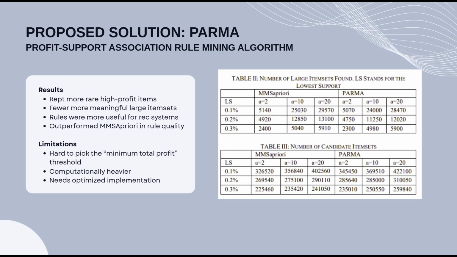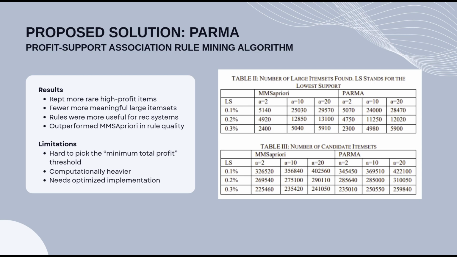While MMS a priori makes quantities of items the optimization goal, the PARMA approach considers the profit of each item. However, it is worth noting that both algorithms follow a similar structure, and the only difference is in item sets of size 1. After that, both algorithms generate larger item sets in the same way.